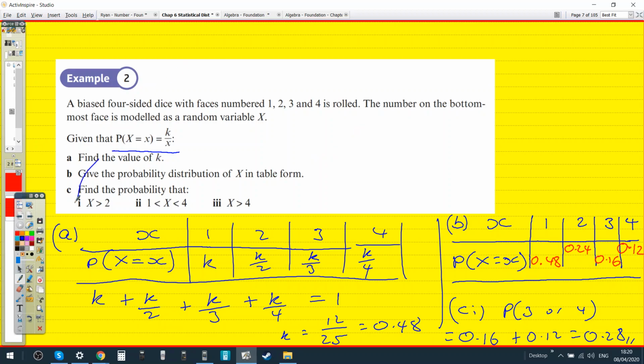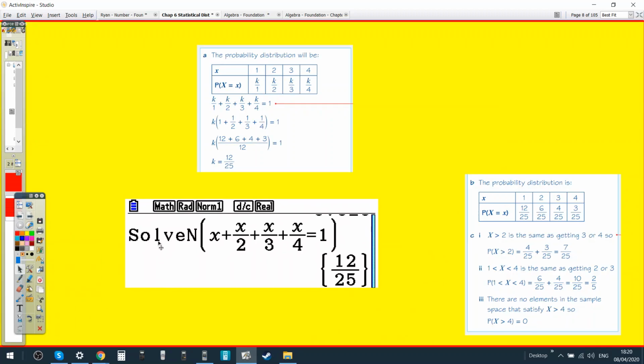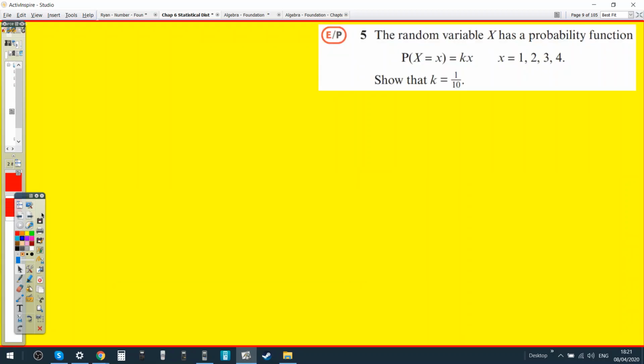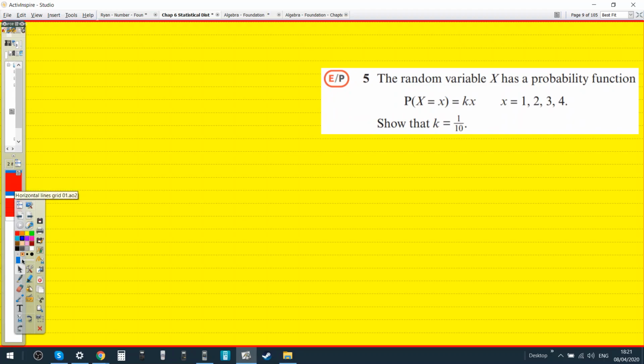No. And I just stuck that into my calculator. x plus x over 2, so I did x instead of k, equals 1. 12 over 25. All good. Okay. How about this?